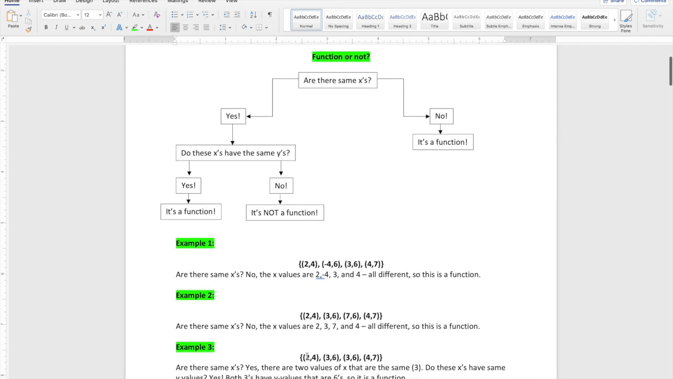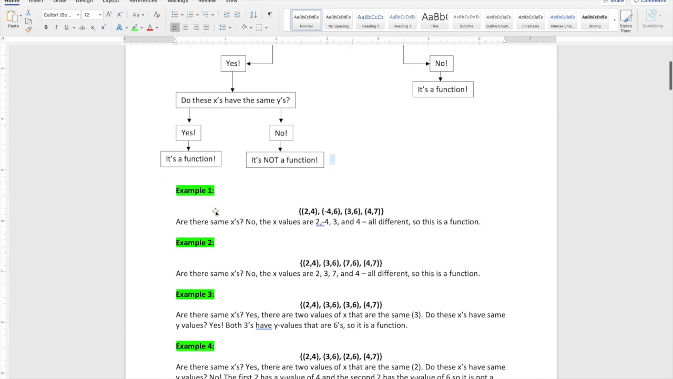Are there same x's? Well, let's see. There is a 2, a 3, another 3, and a 4. So the answer is yes, I do have 2 x's that are the same. So then we ask ourselves the next question. Do these x's have the same y's? Well, let's see. The first x, that's a 3, has a 6 as its y. The second x, that's a 3, also has a 6 as its y. So the answer is yes, they have the same y's, meaning it's a function.